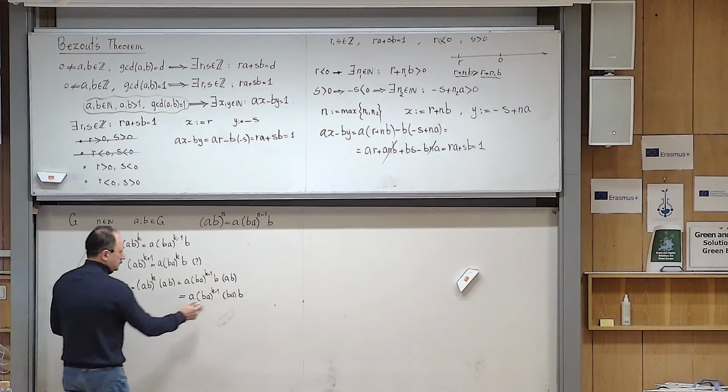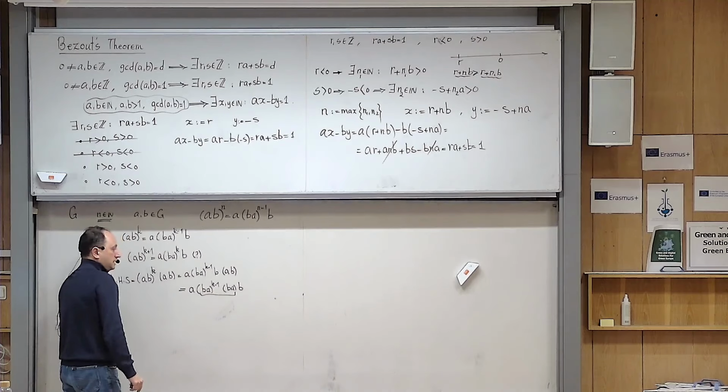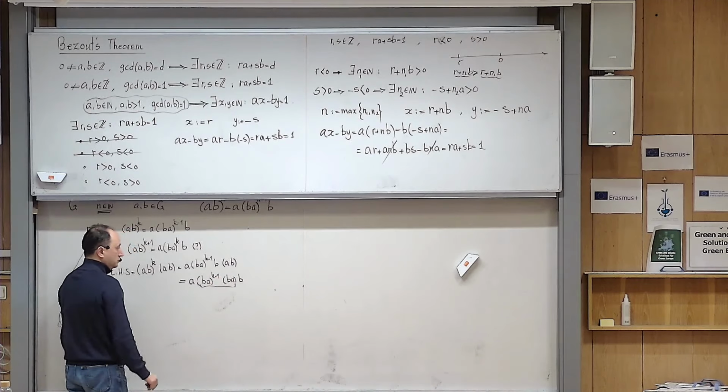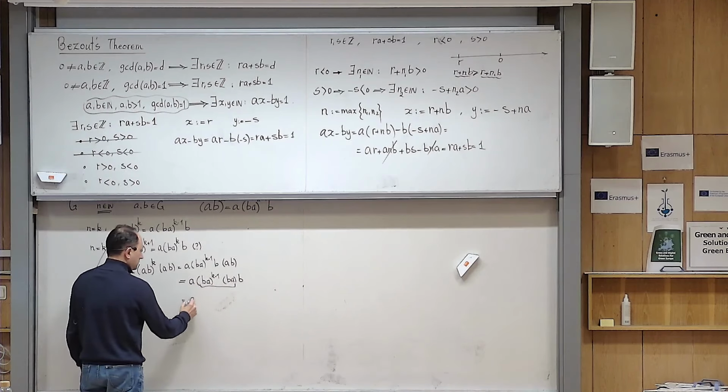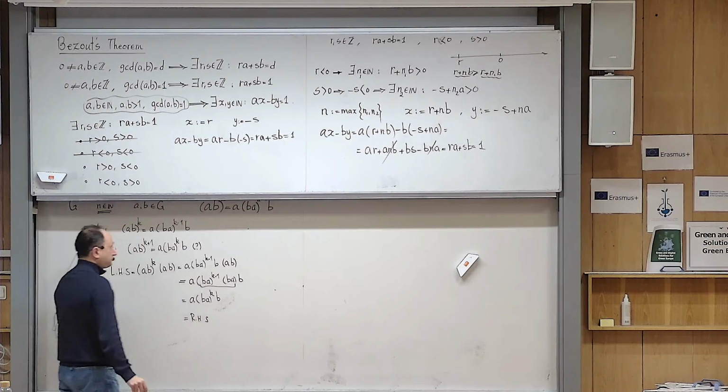But then you see what is happening? These are the same elements. One of them has power k minus 1, the other one has power 1. So I add the exponents, so it becomes a times ba to the power of k minus 1 plus 1 times b, and that is exactly equal to the right-hand side.